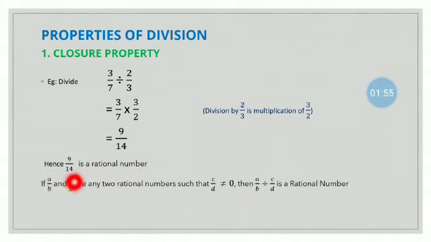If A upon B and C upon D are two rational numbers such that C upon D is not equal to 0, then A upon B divided by C upon D is a rational number. So we got a rational number.